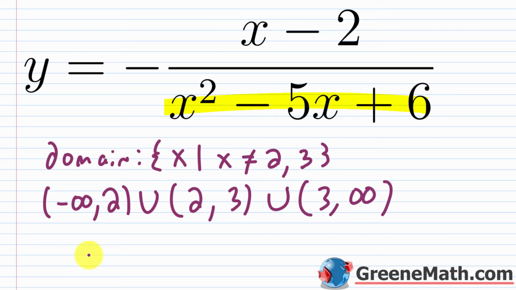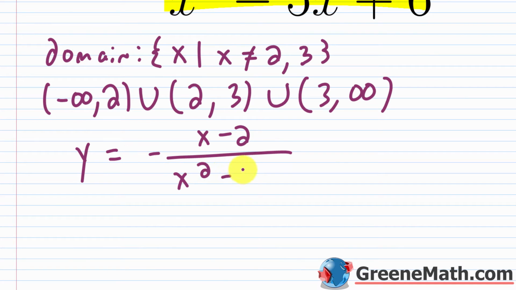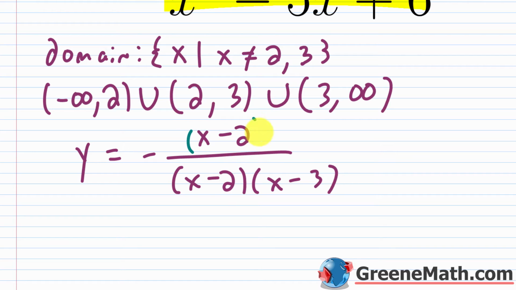The common mistake, let me just write this. So y is equal to the negative of x minus 2 over, you have x squared minus 5x plus 6. You saw me factor this, and we got the quantity x minus 2 times the quantity x minus 3. So let me set this up as the quantity x minus 2 times the quantity x minus 3. Okay, so what do most people do? They're going to say, okay, well, I can cancel this with this. And so this becomes the negative of 1 over x minus 3.